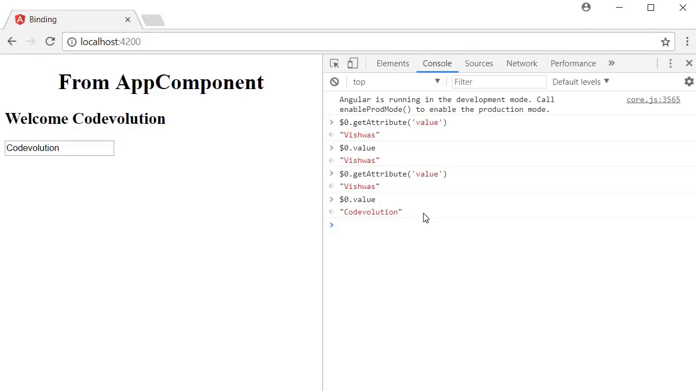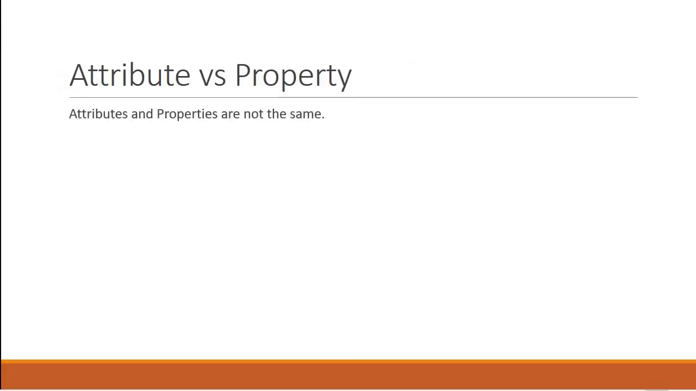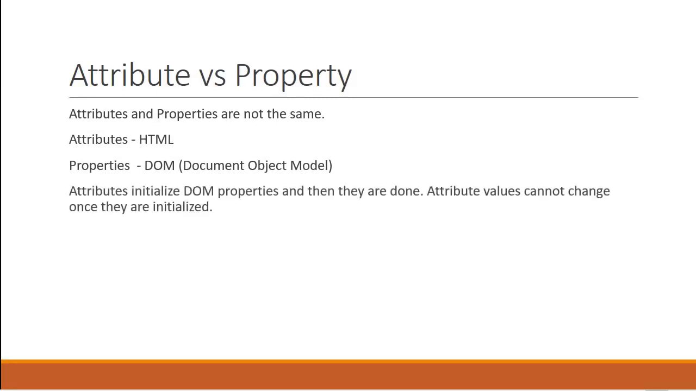From this example, here are some of the points you need to make note of. Attributes and properties are not the same. Attributes are defined by HTML, but properties are defined by the document object model. Attributes initialize DOM properties and then they are done. Attribute values cannot change once they are initialized. Property values, however, can change. So in our example back in the browser, the HTML attribute value specifies the initial value. The DOM value property is the current value. So the value attribute remained the same, whereas the value property changed.